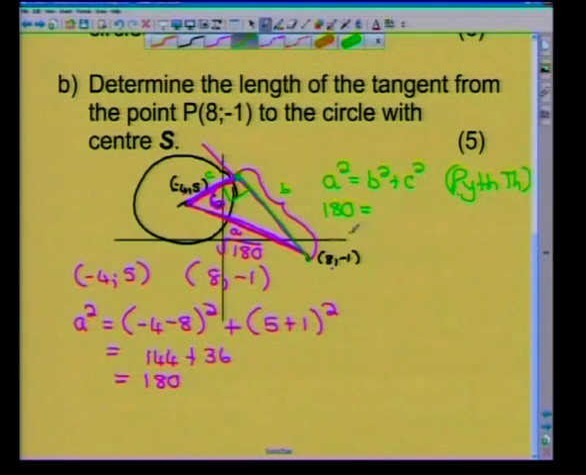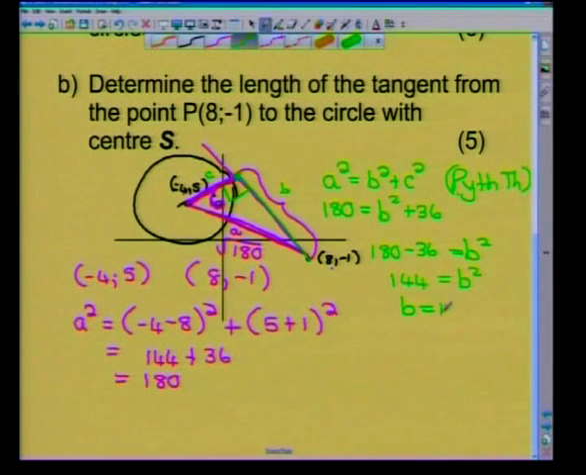B squared we don't know, that's what we're ultimately looking for. And the C squared is going to be 36. So that means that B squared is equal to 180 minus 36, which is very good news because that's going to be 144, which is equal to B squared, which means B is equal to 12. So therefore, this distance here is going to be 12 units.